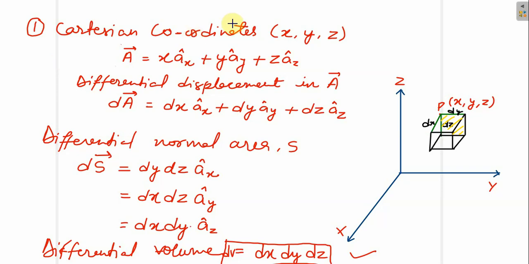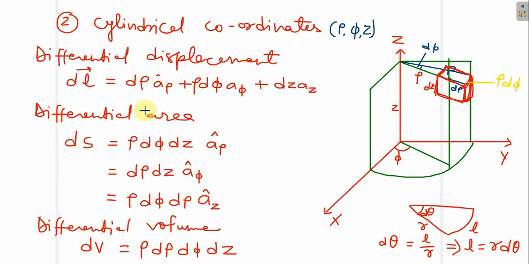Hello dear students, in the last class we had seen the differential elements in the Cartesian coordinate system and cylindrical coordinate system. So in that we had studied, as you can see on the screen, the differential displacement in any vector A in the Cartesian coordinates, and then the differential area and differential volume. And similarly we had also discussed the differential elements in cylindrical coordinate system.